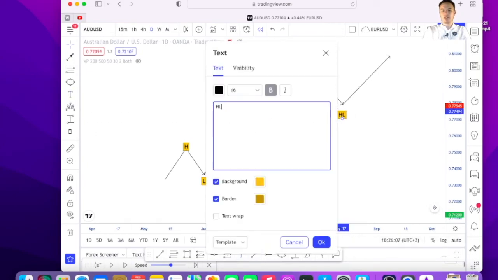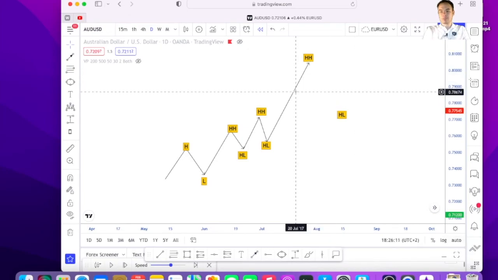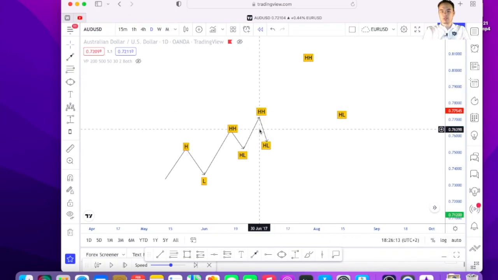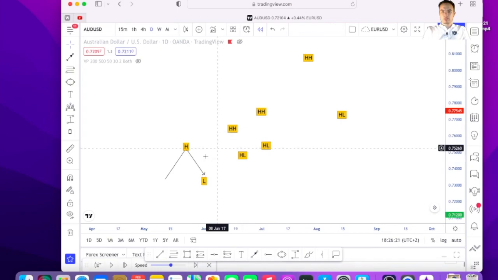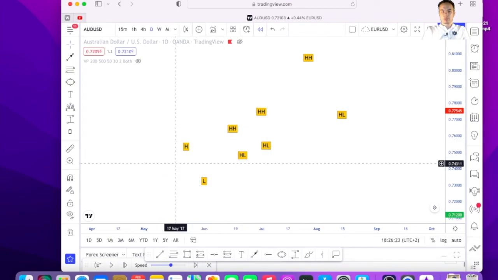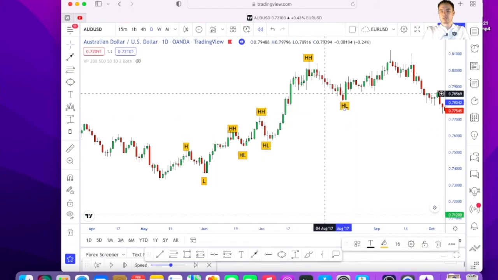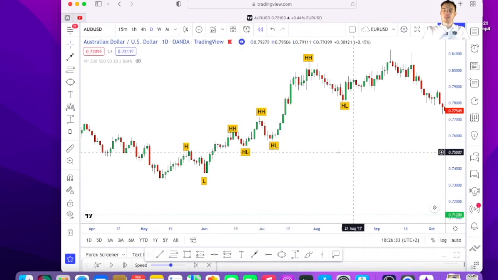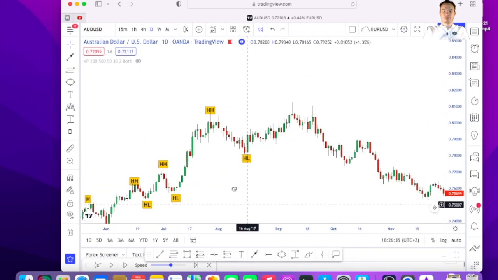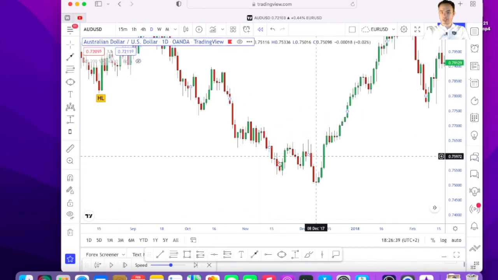This is basically how you can practice and perfect your analysis of market structure. Once you're done with the lines, you can just remove them. Once you remove them, you put price back, and there you have it, market structure.